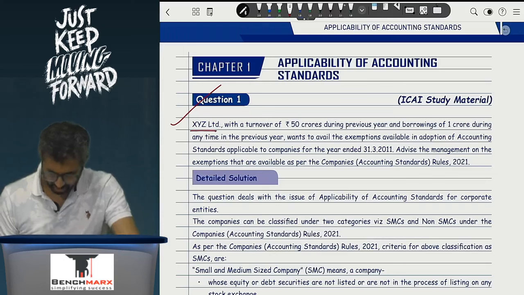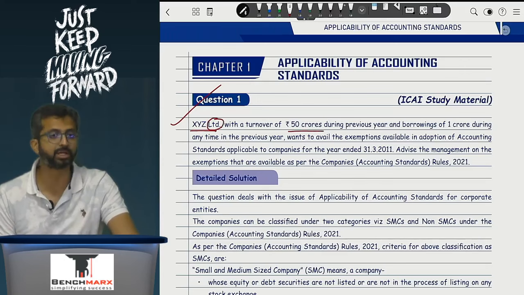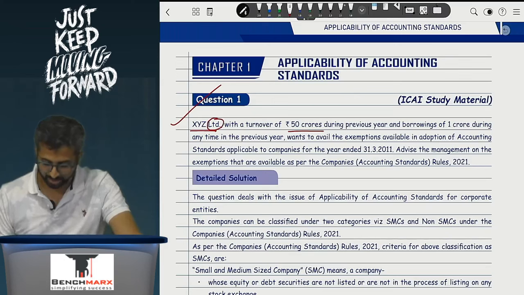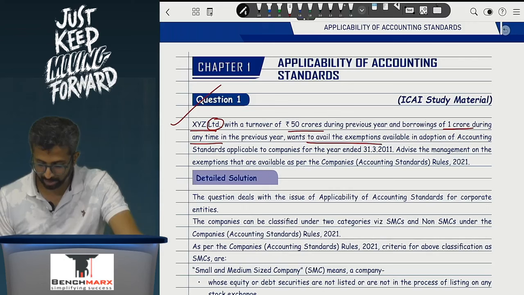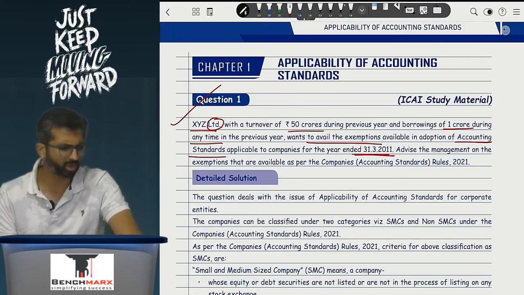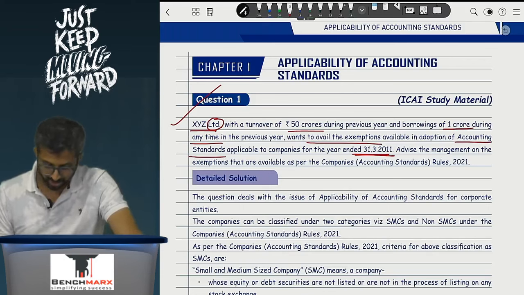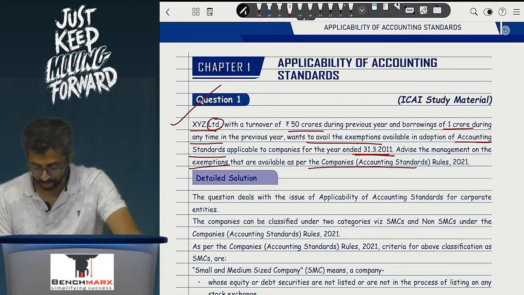XYZ Limited with a turnover of 50 crores. This is XYZ Limited, which means company or non-company? Company. XYZ Limited with a turnover of 50 crores during the previous year and borrowings of 1 crore during any time in the previous year wants to avail the exemptions available in the adoption of accounting standards applicable to companies for the year ended 31st March 2011 or any year as the case may be. Advise the management on the exemptions that are available as per the company's accounting standard rules.